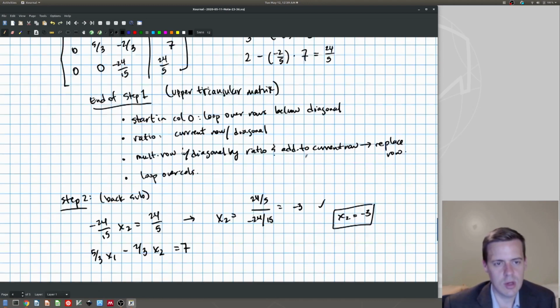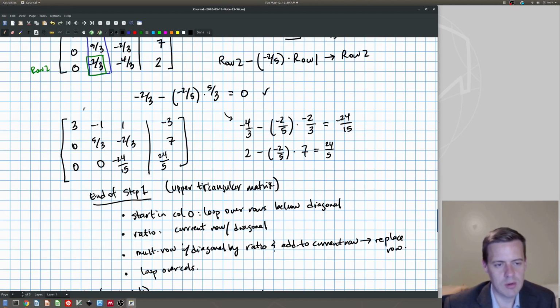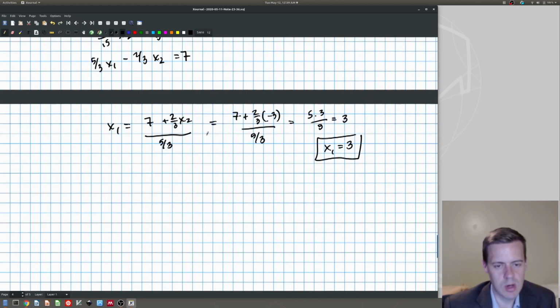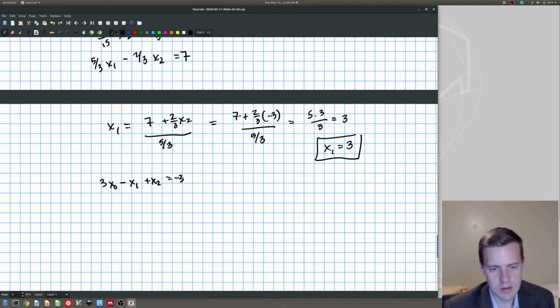And let's scroll up one more time to look. Now I have my original equation: 3 minus 1, 1 minus 3. So 3x0 minus x1 plus x2 is equal to minus 3. So that's our last piece, and I can rearrange that one and solve for x0. So I have x0 is equal to minus 3 plus x1 minus x2 divided by 3.